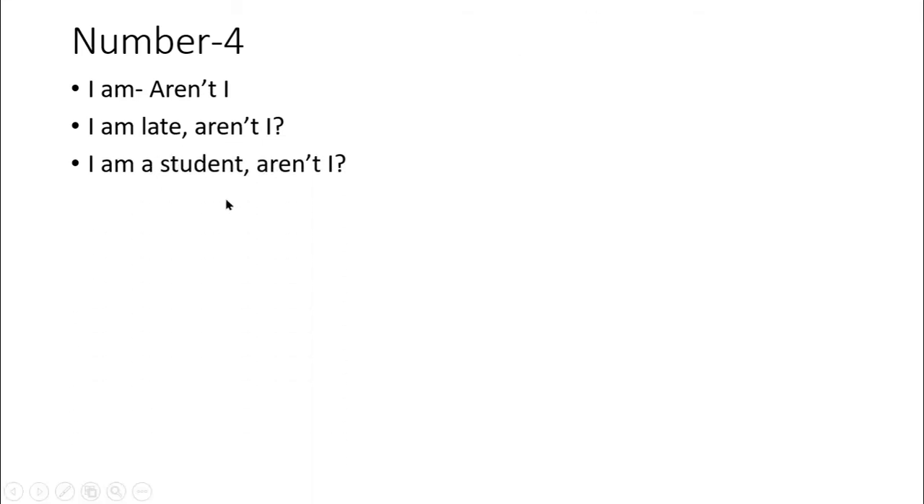So, dear boys, here we have rule number 4. If we have I am in our given sentence, then we have to use the auxiliary verb aren't. If we have I am in the given sentence, then to make a tag question or question tag, we use aren't. Right? So let's check the example. I'm late, aren't I? I'm a student, aren't I? So dear students, here you see we have I am. That's why we have written aren't. Okay, next.